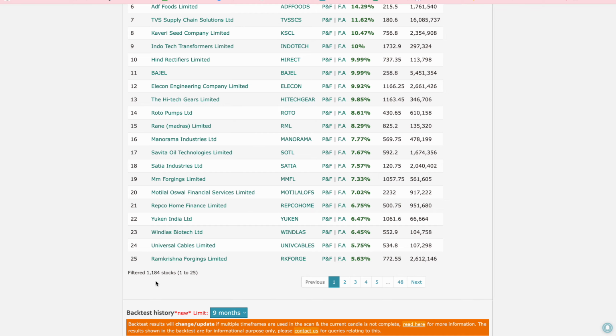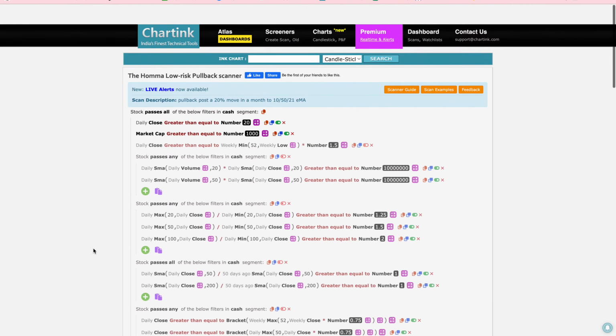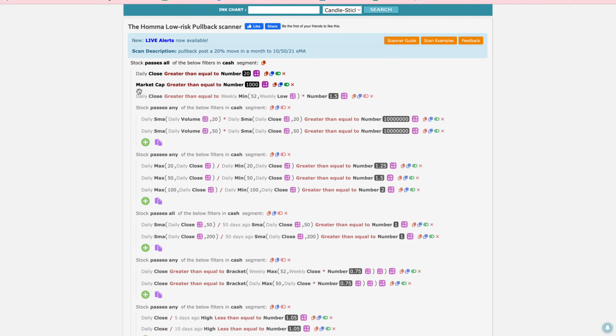Now there is only 1200, a 40% reduction, so there are only 1200 stocks in there. Now the second one is I want all the stocks to be at least 50% up from their yearly lows. So this is the daily close is greater than or equal to the minimum in 52 weeks into 1.5. This is basically a piece of the Minervini trend template.